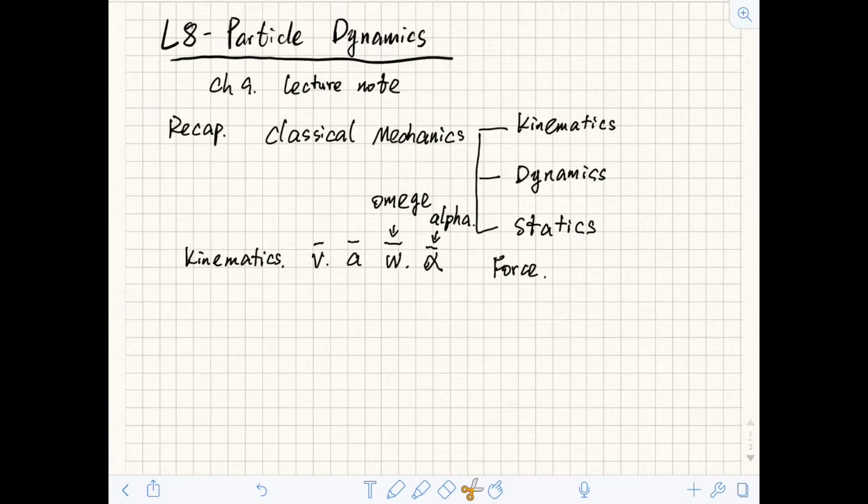So what we have been doing with basic kinematic equations of velocity and acceleration expansion is we're trying to find the relation between velocity, acceleration, angular velocity, and angular accelerations. So now starting in chapter 9 or lecture 8, we're going to add forces and see how that's going to change our motion.